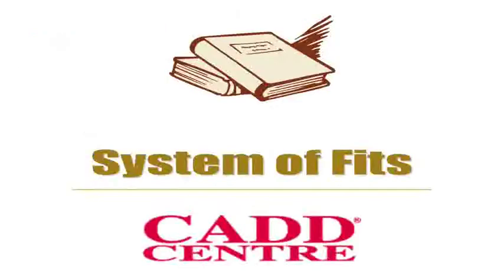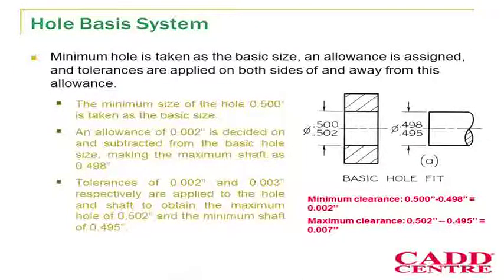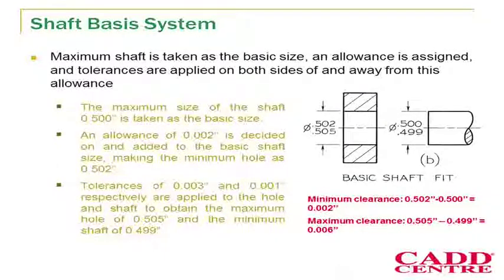In this chapter, we will see how to determine the system of fits. The system of fits is divided into a hole basis system and a shaft basis system. This is how the hole basis system is explained. You can see that the hole size will be equal to the basic size and the shaft size will vary, and based on the variation of the shaft size, we will find out whether it is a clearance fit, interference fit or a transition fit. In the shaft basis system, the basic dimension is equivalent to the shaft dimension. We will vary the hole size, and based on the size of the hole, we will determine whether it is an interference fit, clearance fit or a transition fit.